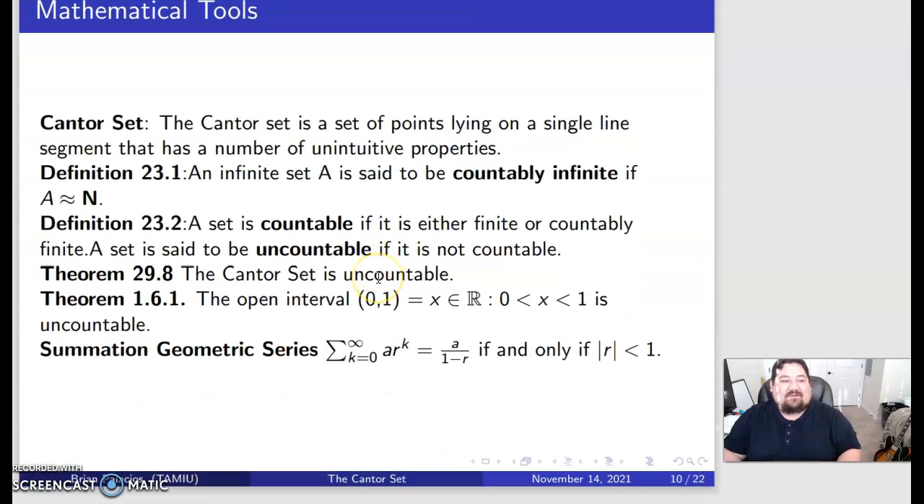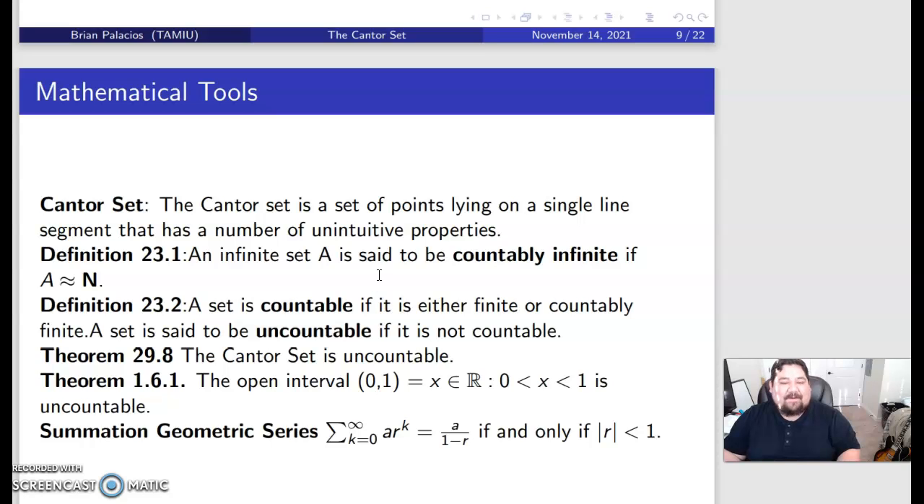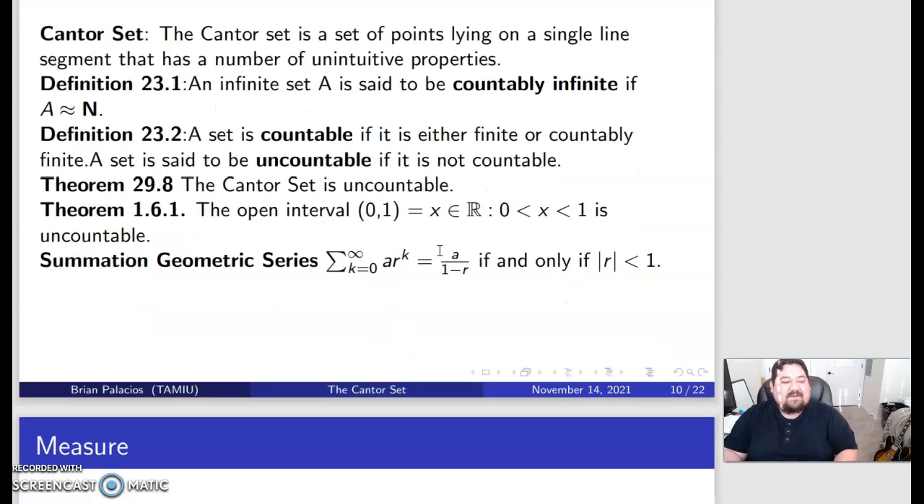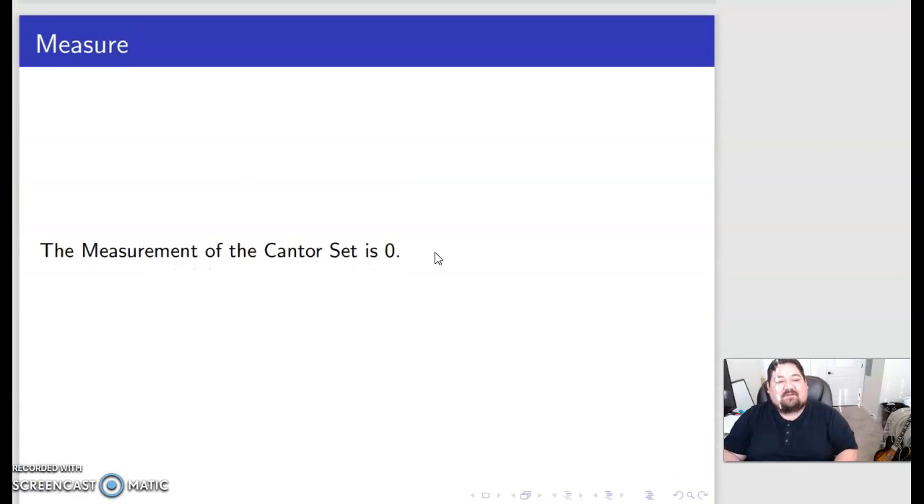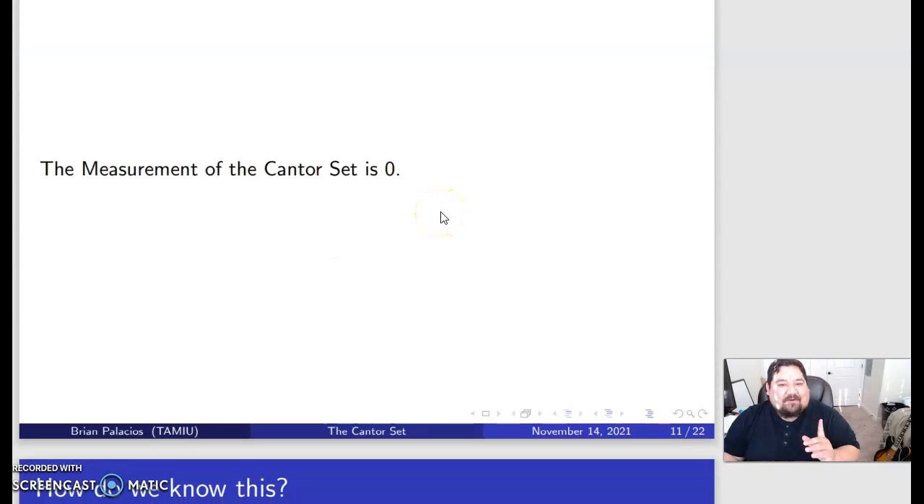So here are some tools we'll be using to show some minor proofs, just to show the length of the Cantor set, how it's dense, and how it has as many numbers as the real numbers. Okay, so let's see. The measure of the Cantor set is 0, right? 0, like one big hole. That's what it is. Okay, so how do we prove that?